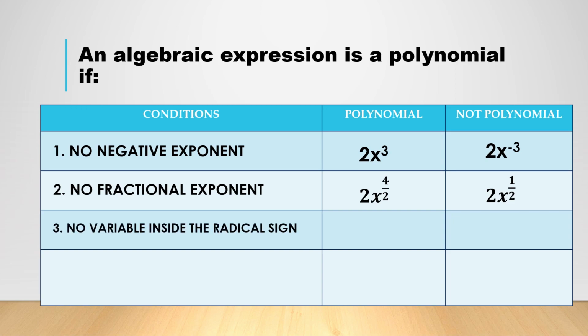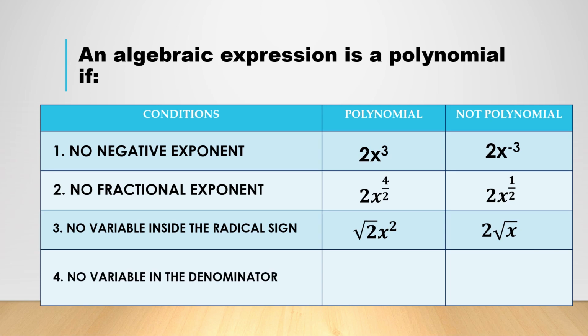Third condition is no variable inside the radical sign. So let's have square root of 2x squared. This is still a polynomial because your square root applies only to 2. So therefore, you don't have variable inside the radical. But if you have 2 square root of x, then this is not a polynomial because x, which is a variable, is inside the radical square root.